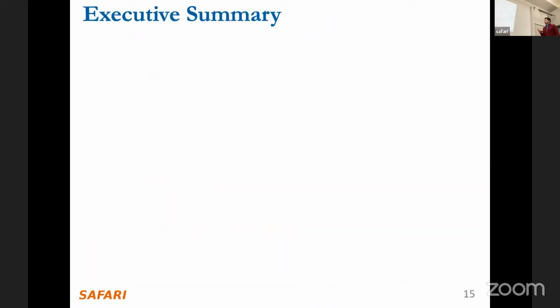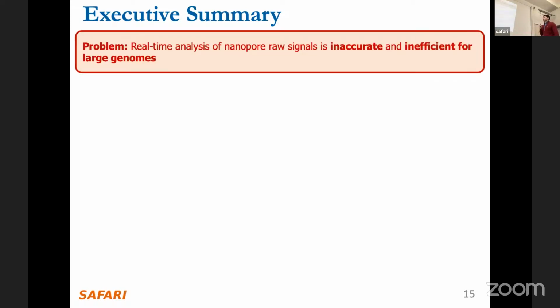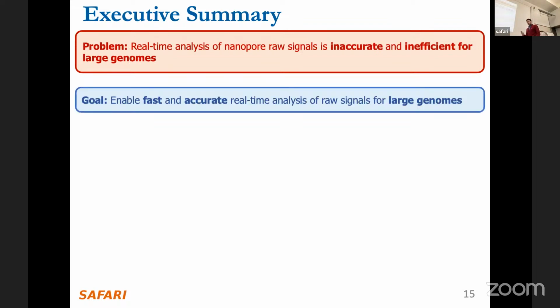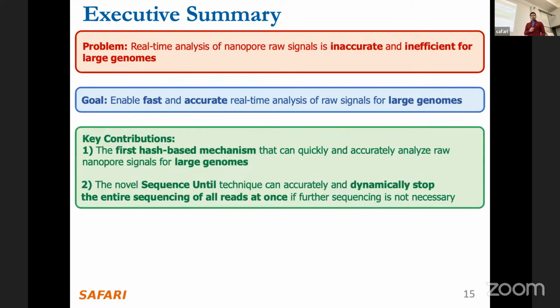So yeah, then let's start covering RawHash. We'll start with an executive summary. The problem that RawHash tackles is that the real-time analysis of raw Nanopore signals is inaccurate or inefficient, especially for large genomes. The goal of this work is to enable fast and accurate analysis of raw Nanopore signals for large genomes. And there are 2 key contributions in RawHash.